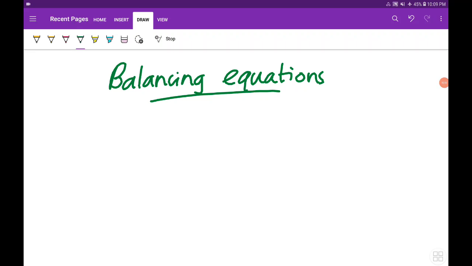Some of you wanted me to discuss balancing equations. I will explain it in a very brief manner. First, I will explain carbon reaction with oxygen. We know when carbon reacts with oxygen, it can create carbon dioxide as a product.